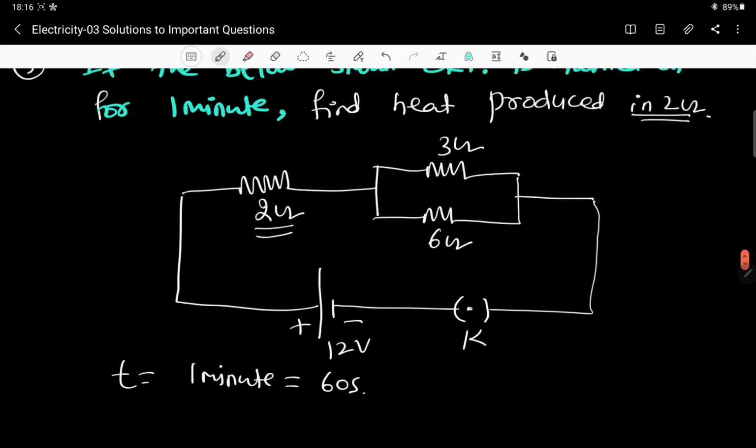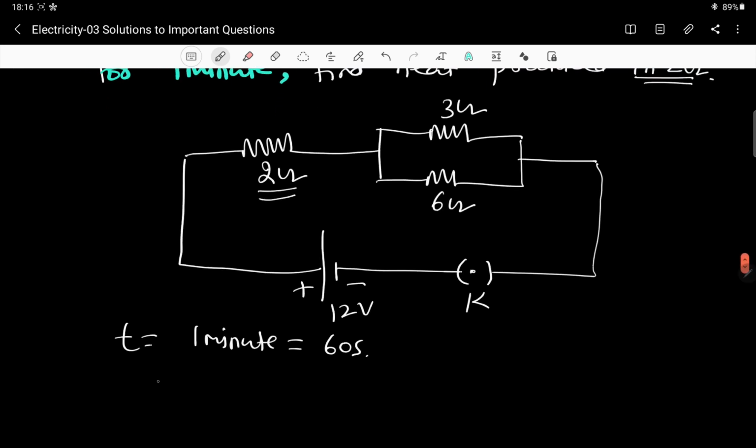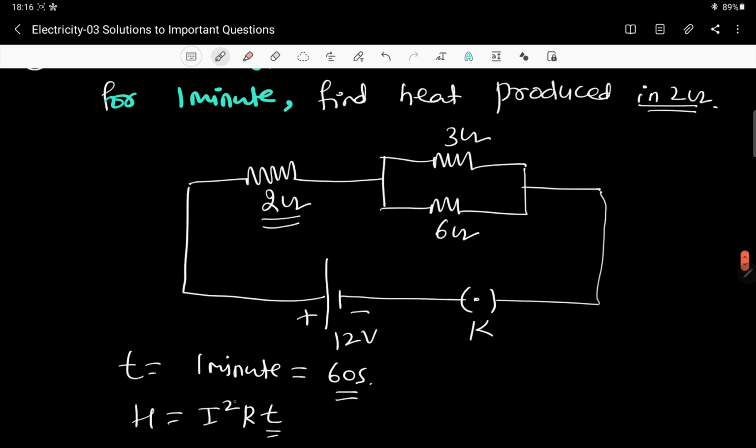Now you know the formula for heat produced, no? Heat produced is equal to I square R T. And you have got this time, and you have resistance, that is 2 ohm. You want I now. Now how to find I for these kinds of circuits? You already have an idea about this kind of circuits.